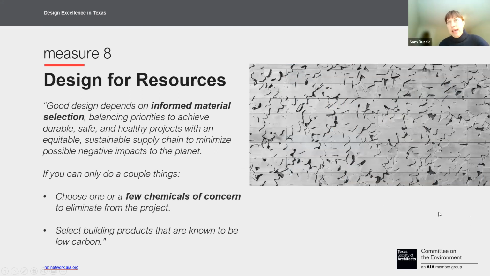Just promoting that good design depends on informed material selection, balancing priorities to achieve durable, safe, and healthy projects with an equitable, sustainable supply chain to minimize possible negative impacts on the planet. So a lot of these are kind of feedback loops to each other, but just a couple of things if you're able: identify a few chemicals.